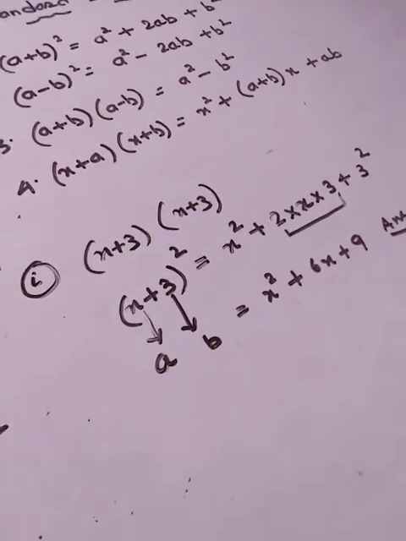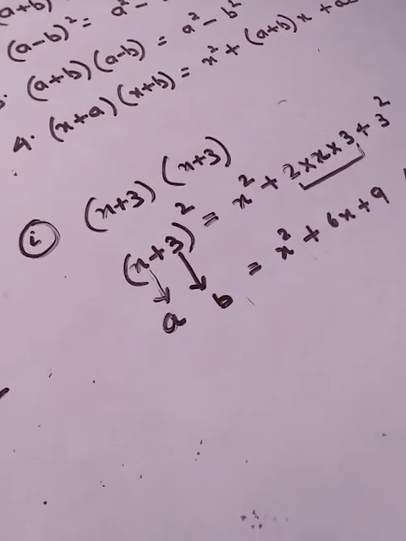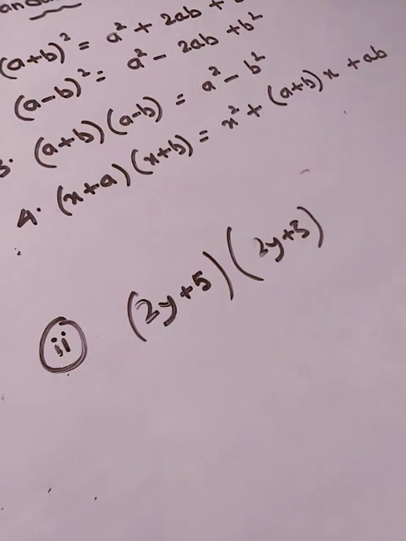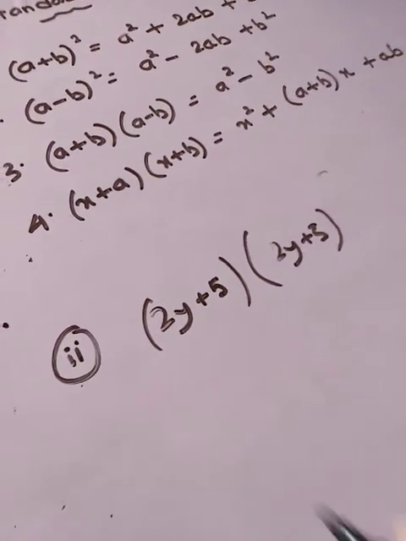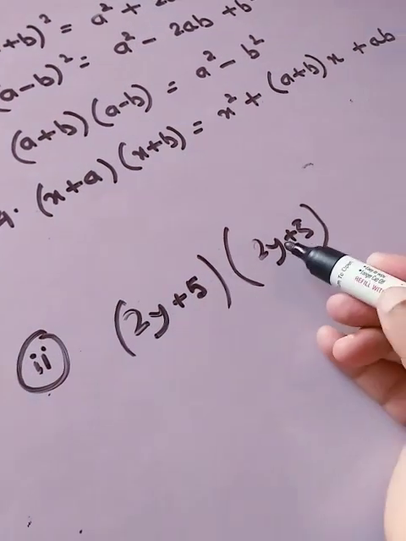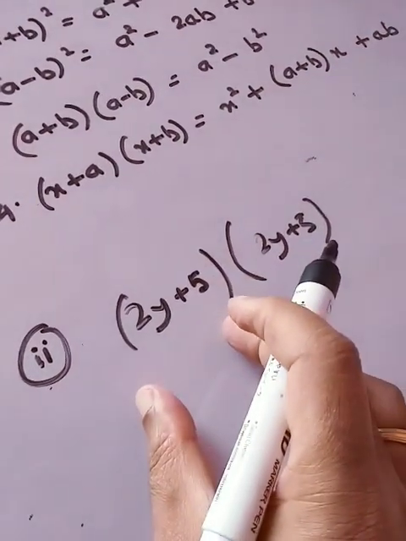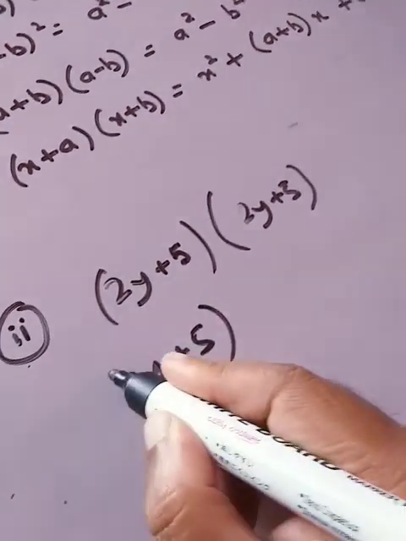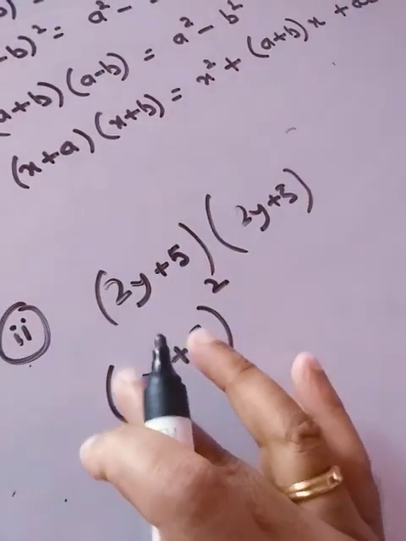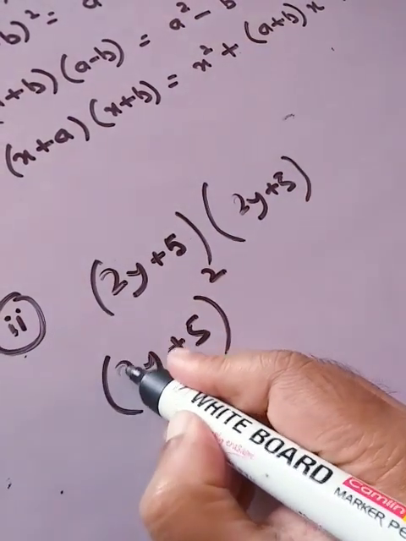So simple, isn't it? Let's see another sum. Now this is the second sum of question number 1. Again you see 2y plus 5. Again it is written 2y plus 5. So how many 2y plus 5 are there? 2. So now this time we will write it like this, with the square.